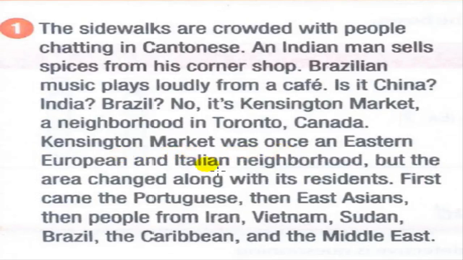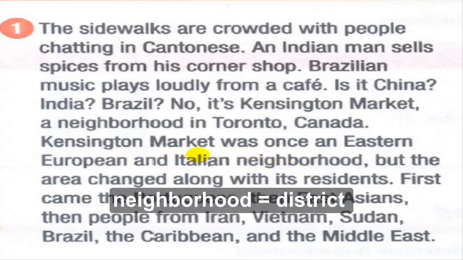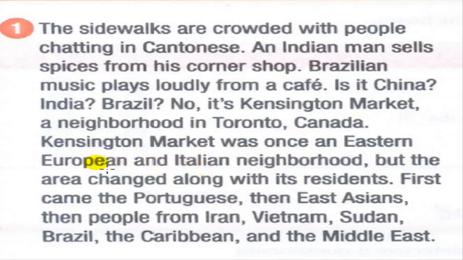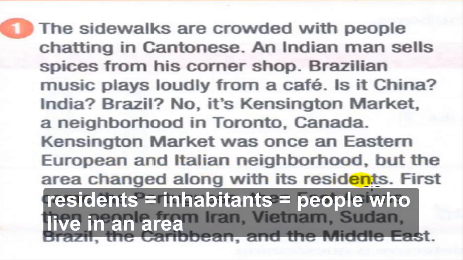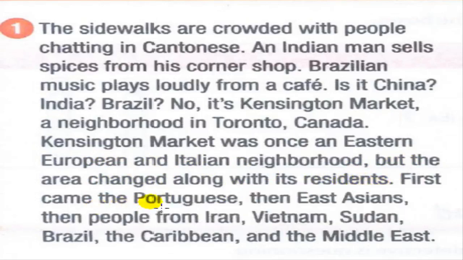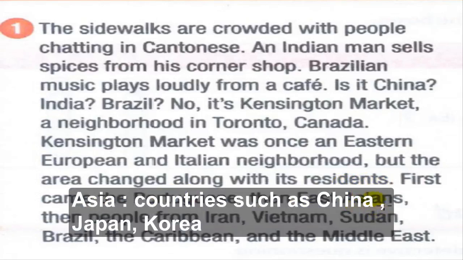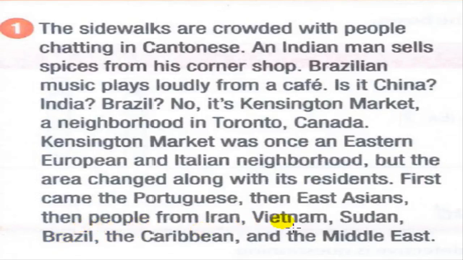Kensington Market was once an Eastern European and Italian neighborhood. This district, this area, was Italian and European. But the area changed along with its residents. Residents, inhabitants, people who live in it. First came the Portuguese, the people from Portugal. Then East Asians, people from Asia, countries such as China, Japan, Korea. Then people from Iran, Vietnam, Sudan, Brazil, the Caribbean, and the Middle East.